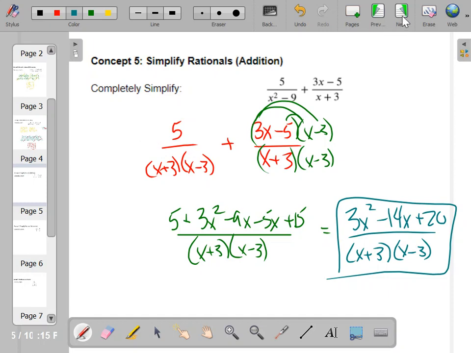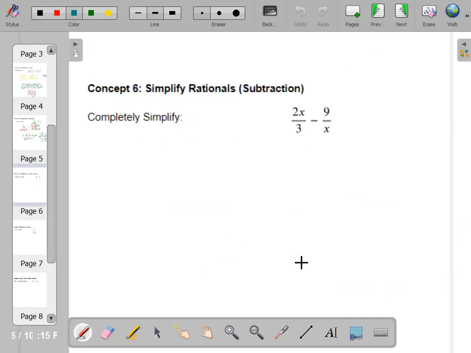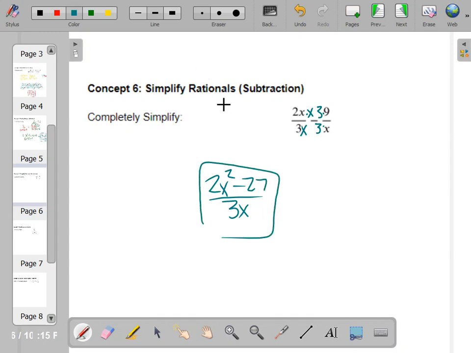Okay, let's try some subtraction. Basically the same game. They need a common denominator. So this guy's got a 3, this guy's got an x. Their common denominator will be 3x. So he needs an x, and he needs a 3. Now we have something over 3x. What's in the top? 2x squared minus 9 times 3 is 27, and you're done. That's it. Addition and subtraction are pretty much the same thing. Sometimes you have a negative to distribute.